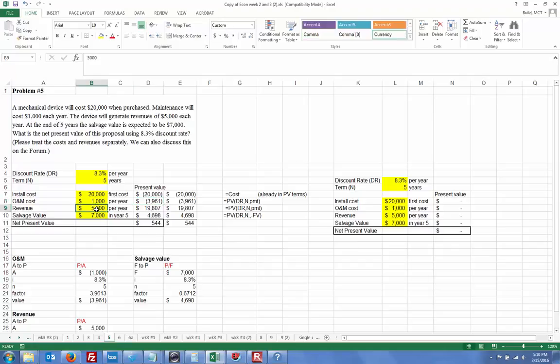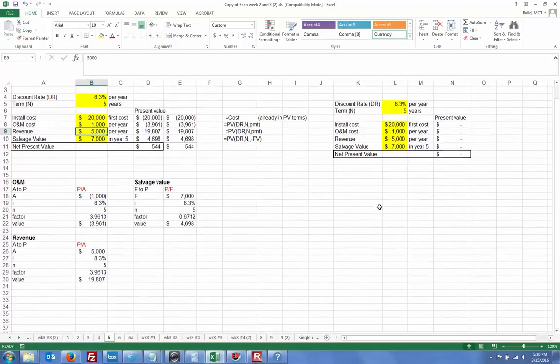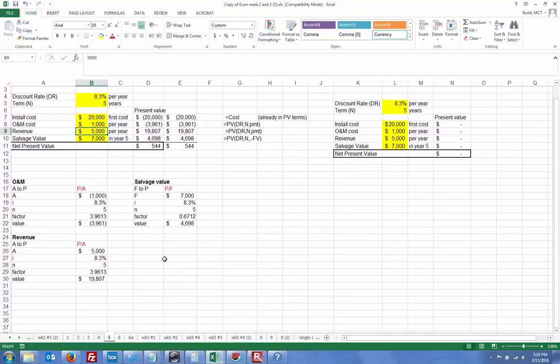The revenue, so we're going to make 5,000 per year. Let's look at that. So you might say, okay, so neat, 5,000 per year times 5 years, that should be what, $25,000, but it's not 19.